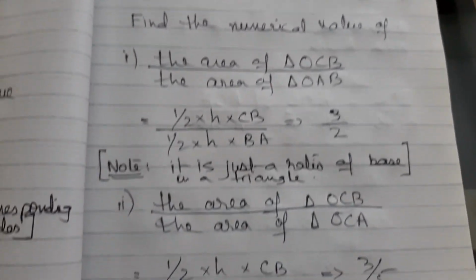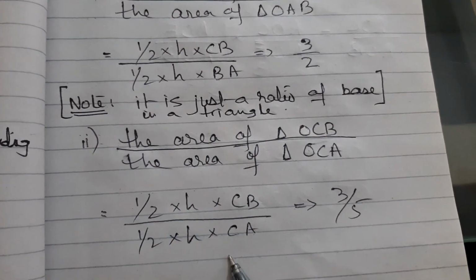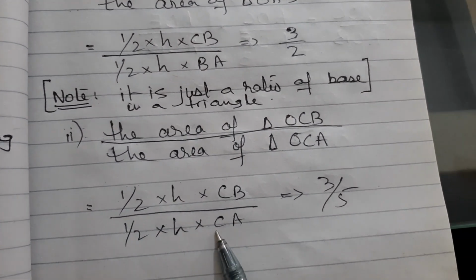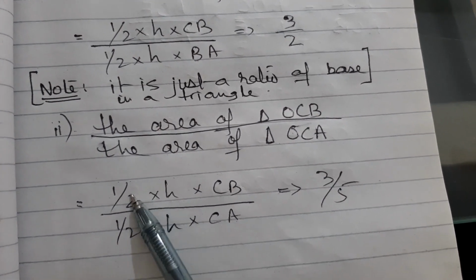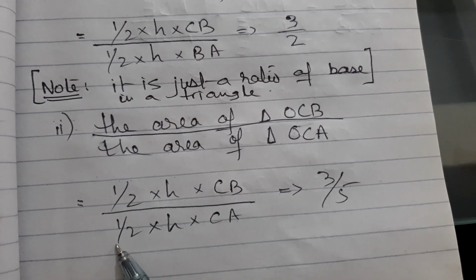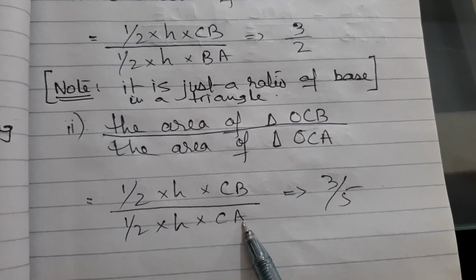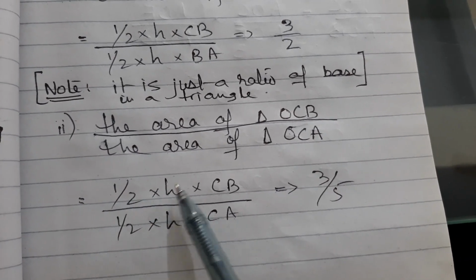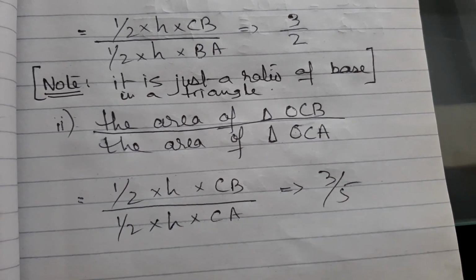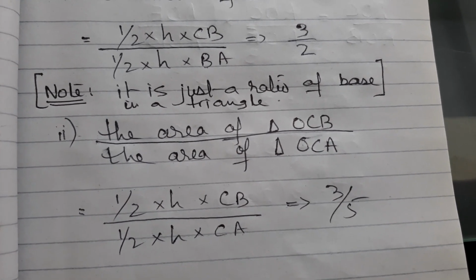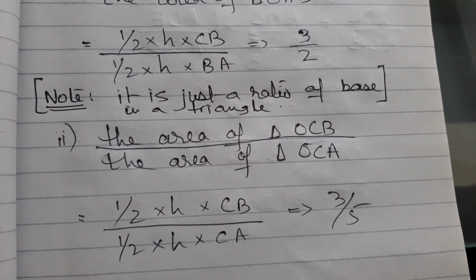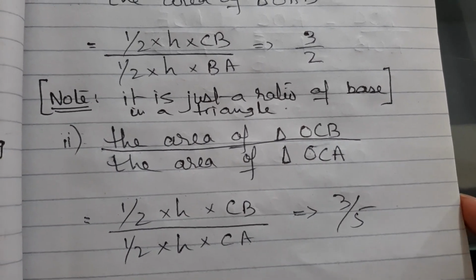So if you write here, now this is a step I'm writing to explain to you. You do not need to mention it if you don't want to. There is no harm. So half into height into CB, half into height into CA. The height was common, cancel out. These are the values given there. So the ratio of the area of the two triangles will be 3/5.